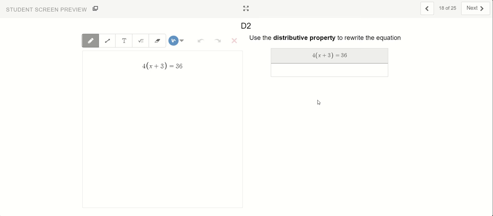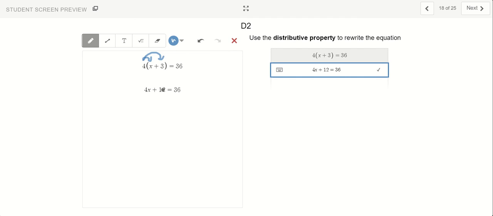So let's go ahead and use some of these methods. Again, this time we're not going to use our tiles. We're just going to use the numbers. So 4 groups of x plus 3. Again, we can think of our distributive property. We're multiplying this 4 with each of these terms. So 4 groups of x is 4x. 4 groups of 3 is 12, equals 36.